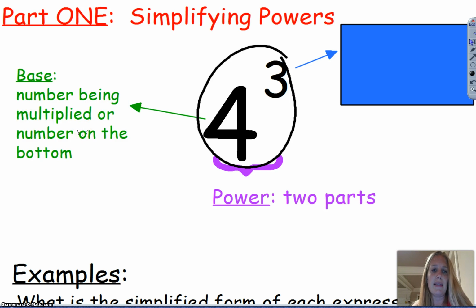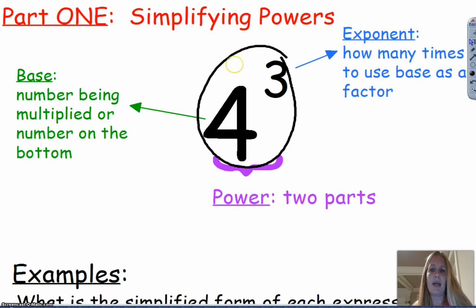That's called your base. That's the number that's being multiplied, or the number on the bottom, basically, is the way to think of it. So it's the number that's on the bottom, and then the number floating in the air is called your exponent. Your exponent is how many times to use a base as a factor.